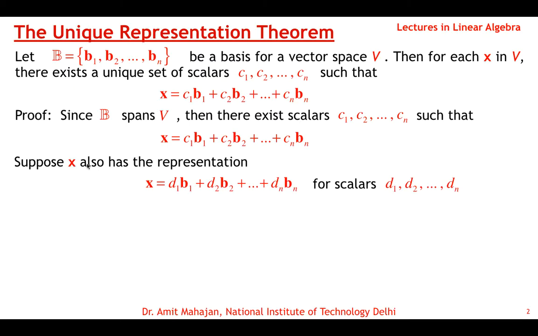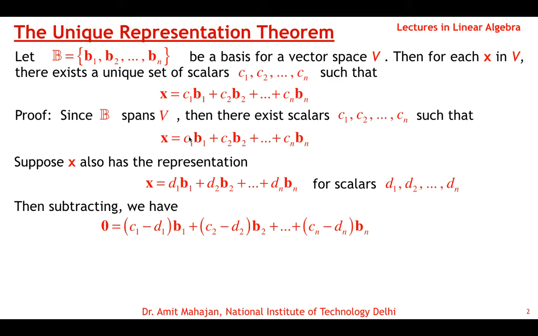So let there be another representation for x, that x can also be written as d1 b1 plus d2 b2 plus and so on plus dn bn. That means we can write x as a linear combination of the basis by using another set of scalars d1, d2, dn. We'll just prove that these two sets of scalars are the same: c1 must be d1, c2 must be d2 and cn must be dn. To prove this we just subtract these two equations. The left hand side becomes 0 and on the right hand side we can combine b1 terms, b2 terms and so on up to bn. So we can write it as (c1 minus d1) b1 plus (c2 minus d2) b2 plus so on (cn minus dn) times bn.